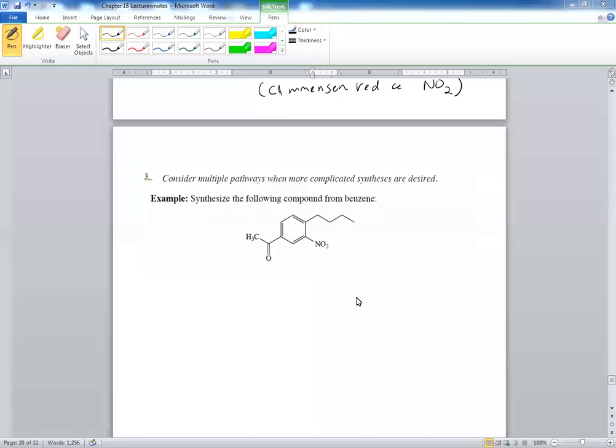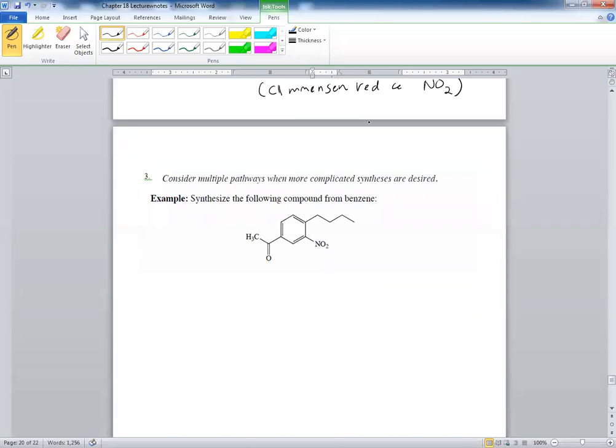For the third synthesis problem, you can see that it has more than two substituents. So we're adding one more substituent. And it says consider multiple pathways when more complicated syntheses are desired. So again, you have to know your reactions well. You have to know the order. You have to know whether your groups are ortho, meta, ortho, para, or meta directing groups. All of that has to come in now into solving this synthesis problem.